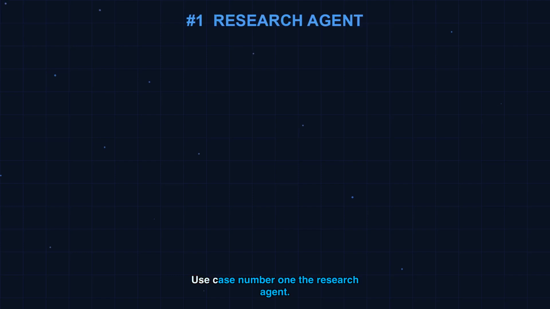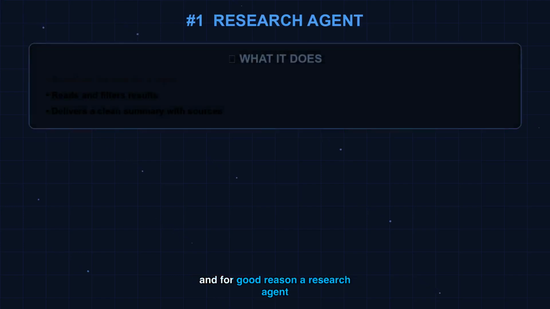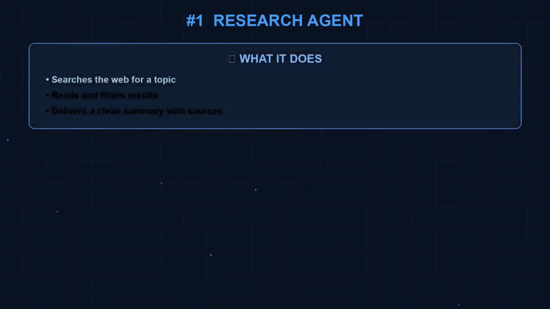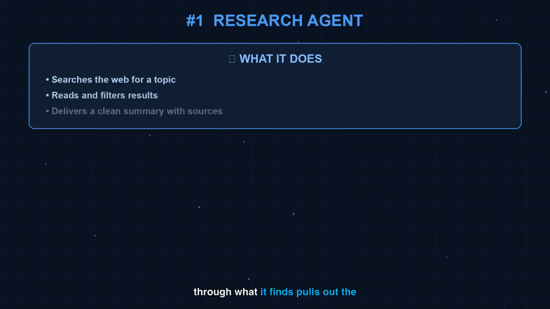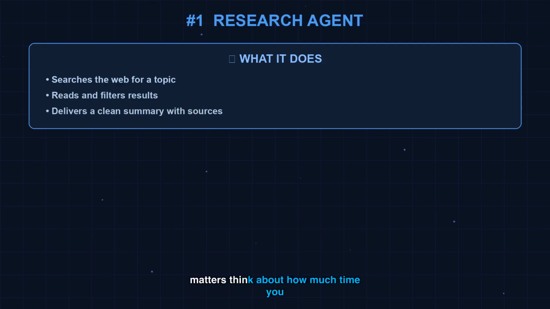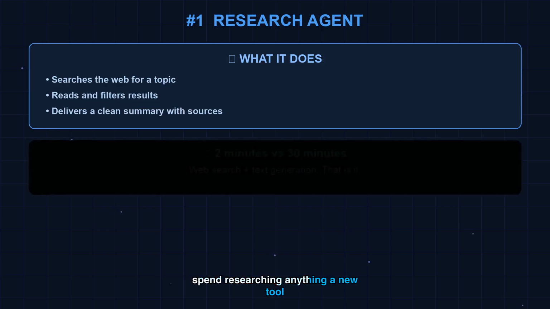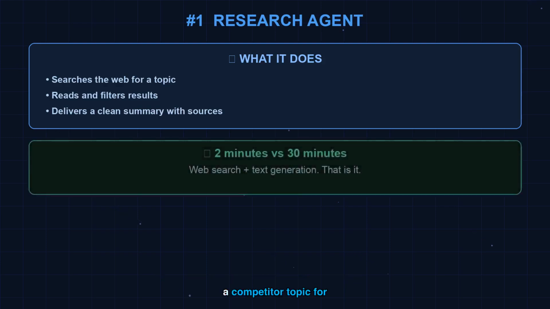Let us use case number 1, the research agent. This is the most common starting point, and for good reason. A research agent takes a topic, searches the web, reads through what it finds, pulls out the key information, and delivers a clean summary with sources. Why this matters: think about how much time you spend researching anything, a new tool, a competitor, a topic for a presentation. A research agent does in 2 minutes what takes you 30.